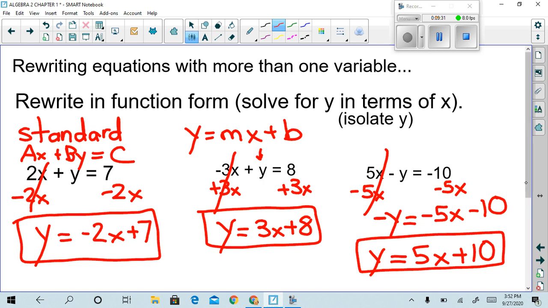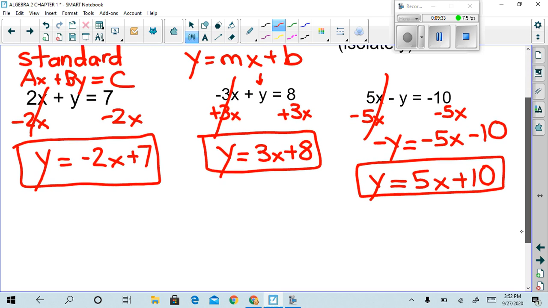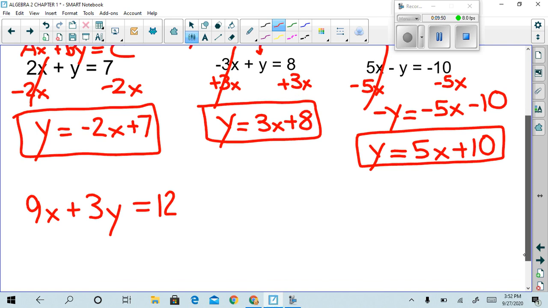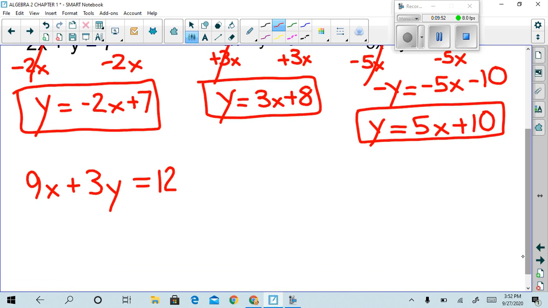I do want to show you maybe one more where it comes out slightly different. If I had something like 9x plus 3y equals 12. Now you did have at least 1 or 2 like this on that homework assignment. Step 1, again, let's move the x term. And most of you got that part right. That leaves me with 3y is equal to negative 9x plus 12.